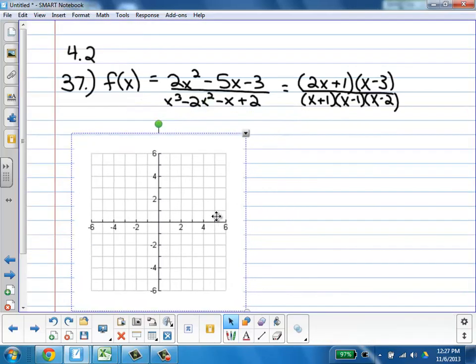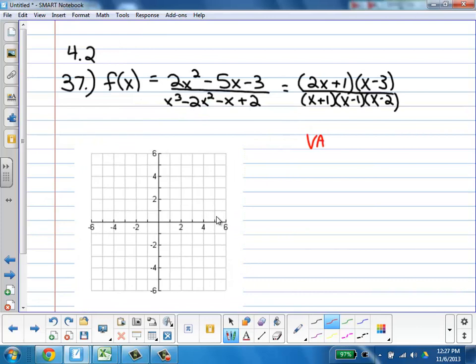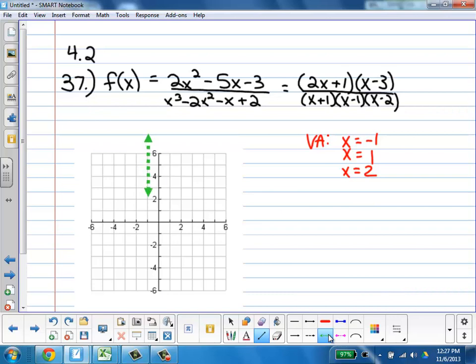Let's identify the things that should be obvious to you. It should be obvious that there are three vertical asymptotes: one at x equals -1, one at x equals 1, and one at x equals 2. Those are the three values that are not in the domain. And we can quickly graph those, like so.